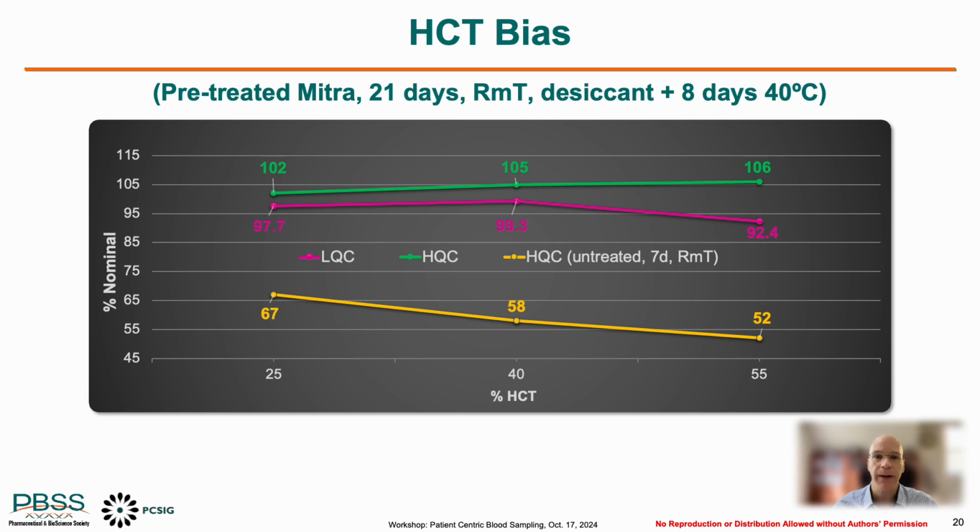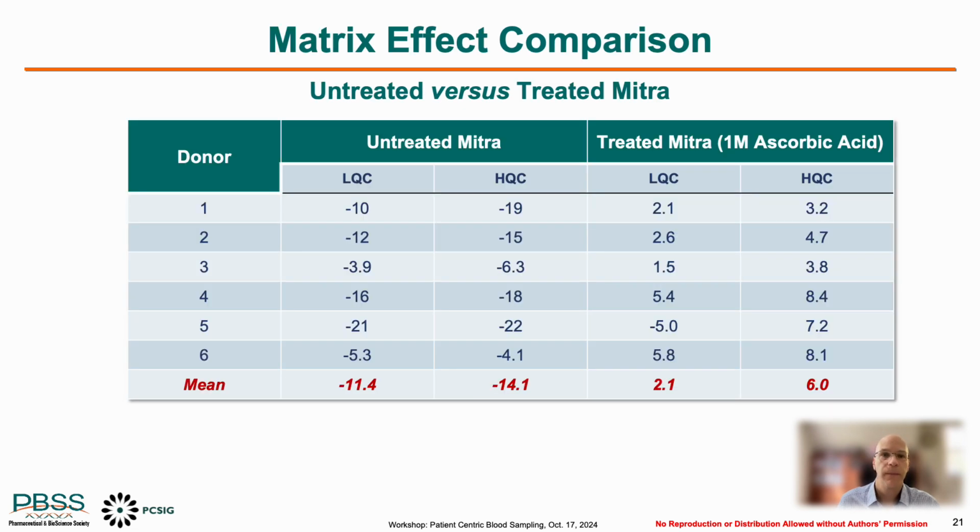In terms of hematocrit bias, we observed originally a negative 15% bias from 25% to 55% hematocrit for untreated Mitra when stored at room temperature for 7 days. However, on pre-treated Mitra, we could demonstrate 21 days of stability at room temperature when combined with 8 days of accelerated stability testing at 40 degrees Celsius for both low and high QCs. In comparing matrix effect for untreated versus treated Mitra, those donors previously exhibiting a negative concentration bias are now back calculating within acceptance criteria.